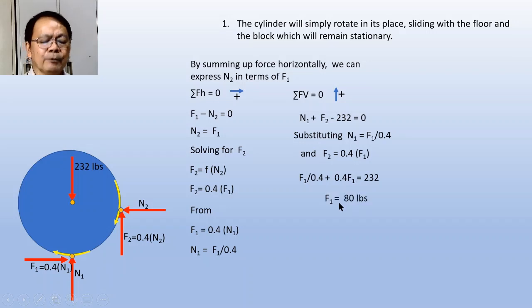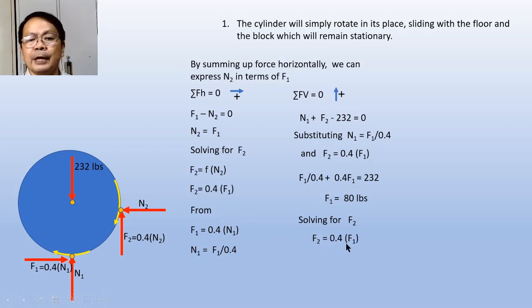And our f sub 1, therefore, shall be equal to 80 pounds. Sa makatuwid, asan itong 80 pounds na ito? Ito ngayon itong f sub 1 na ito. And that, okay, our f sub 2 will be substituted with the value of this one, 0.4 multiplied by f sub 1. And therefore, that is equal to 0.4 multiplied by f sub 1.